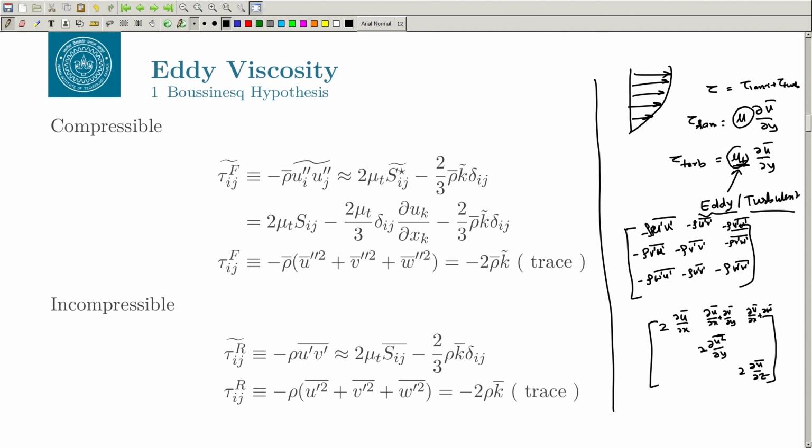So this will be del u bar by del y plus del v bar by del x, not del u by del x, because these are the shear strains. And this will be del u bar by del z plus del w bar by del x. Remember, turbulence is always 3 dimensional. And the last term here will be del v bar by del z plus del w bar by del y.